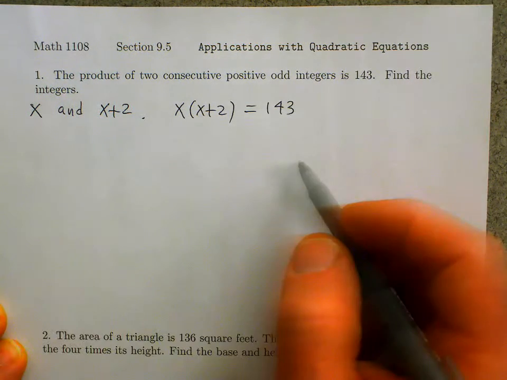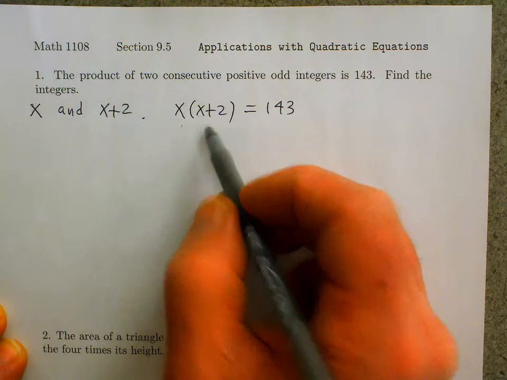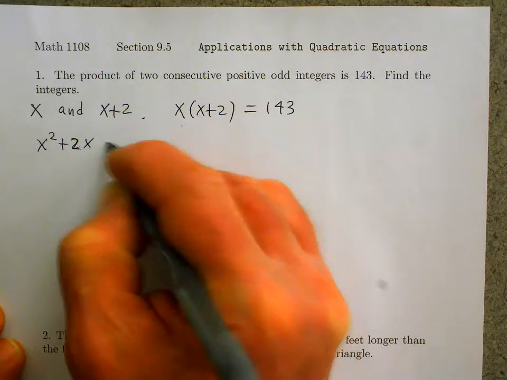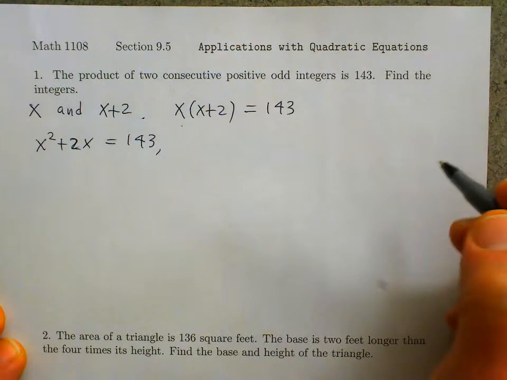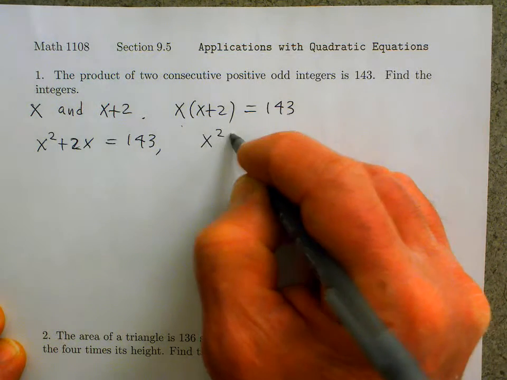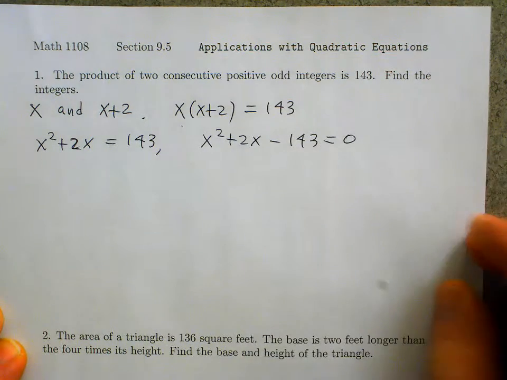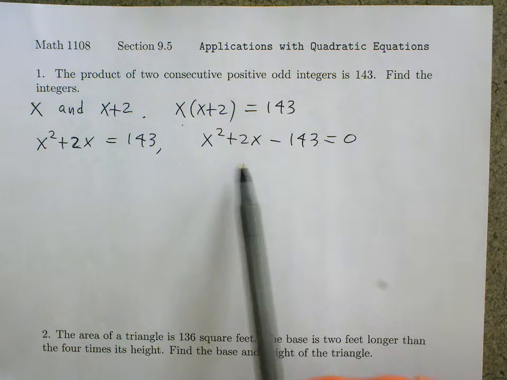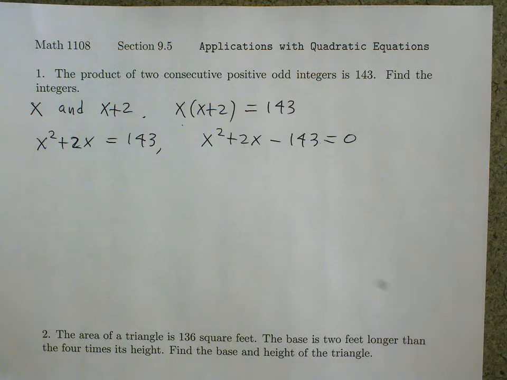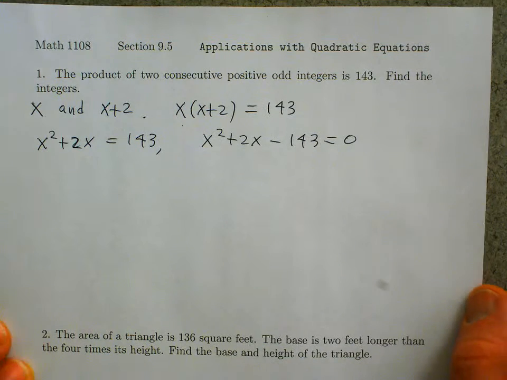So we'll solve it by using the quadratic formula. Multiply x times x plus 2, we get x squared plus 2x equals 143. Set one side equal to 0. So we get x squared plus 2x minus 143 equals 0. And then we'll proceed to solve this by using the quadratic formula. We could solve it by factoring, but we're practicing the quadratic formula.